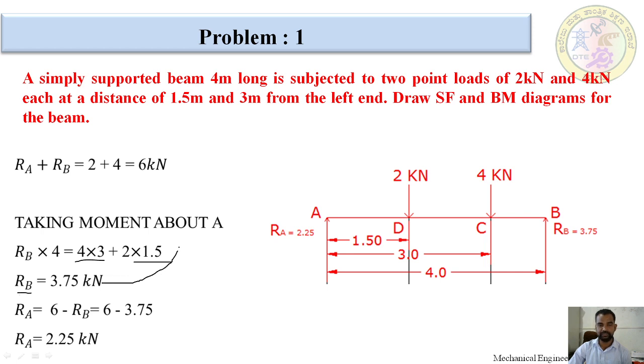Put this RB value in this equation, and you will get RA is equal to 6 minus 3.75, so the RA value is 2.25 kilonewton. I think you understood this part well. RA we got is 2.25, and RB we got is 3.75.